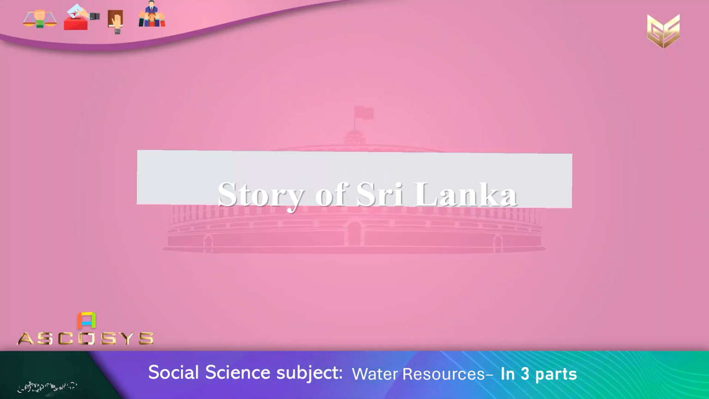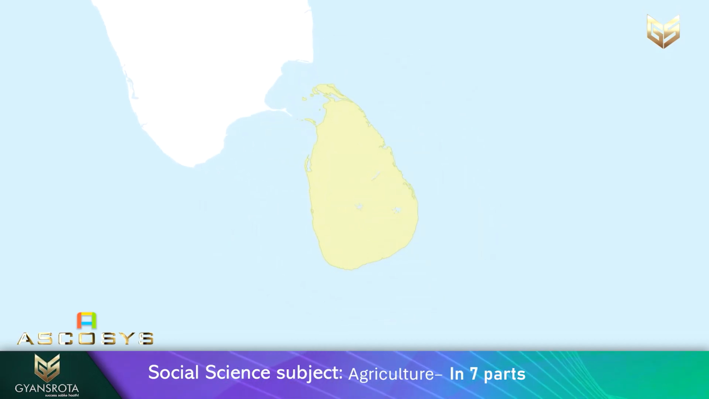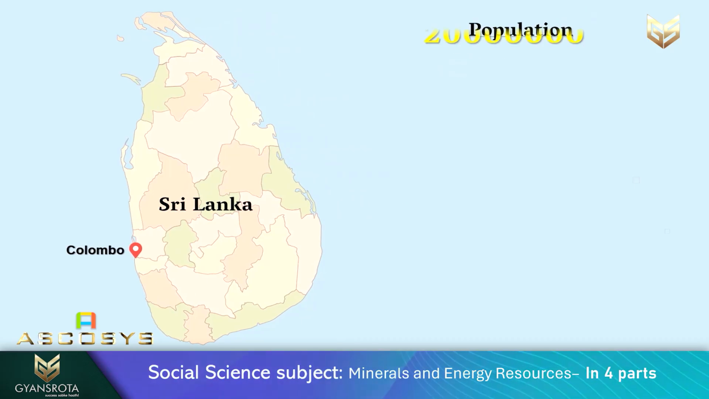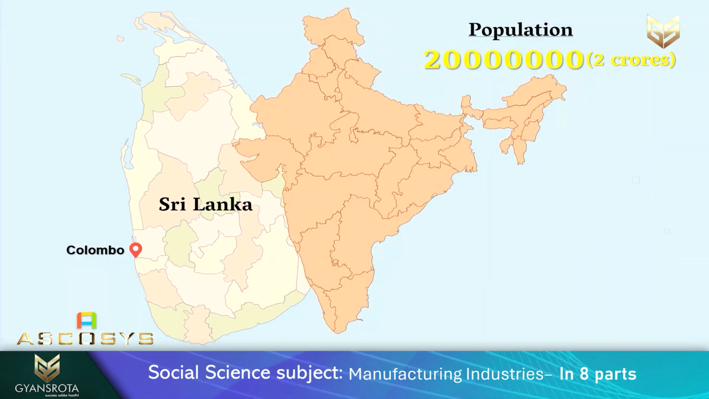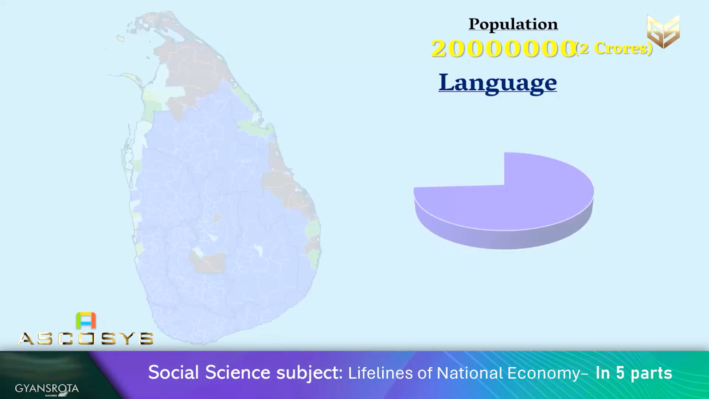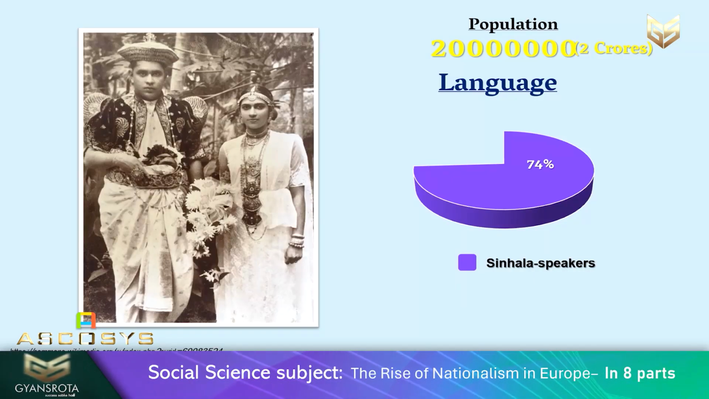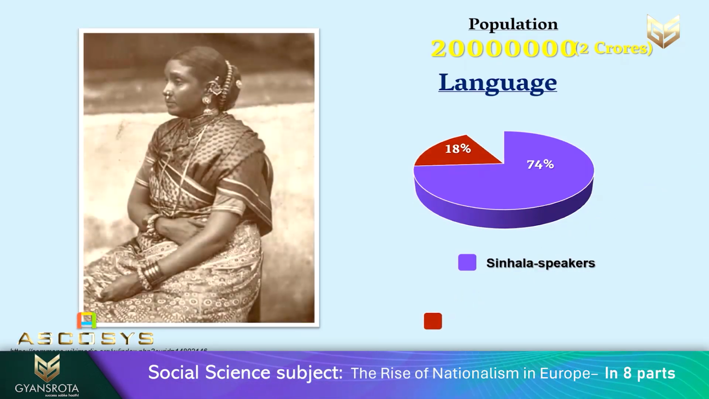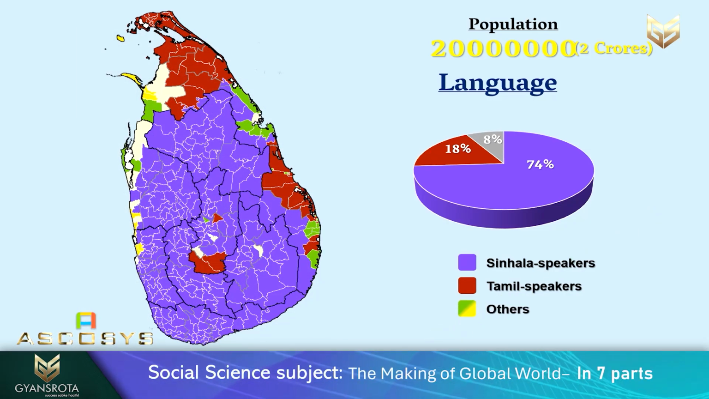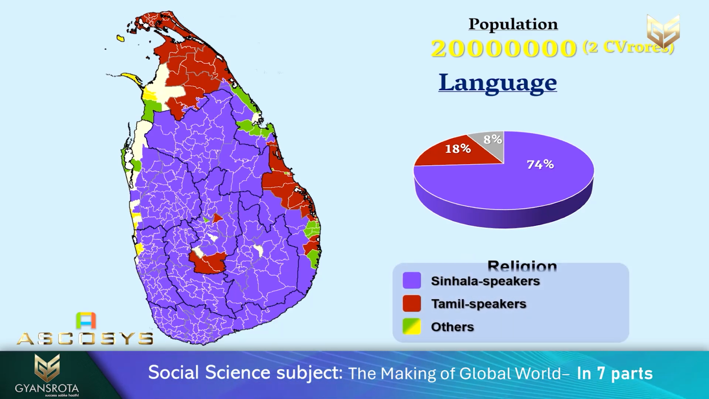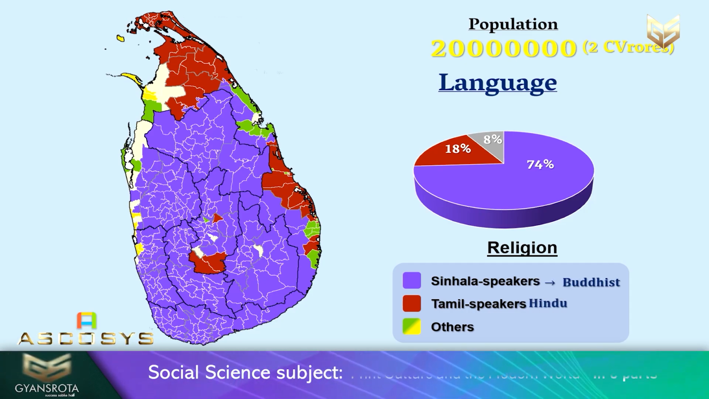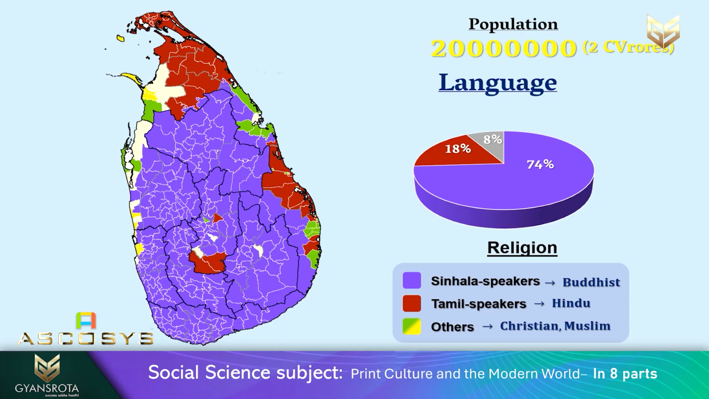Now let's learn about the story of Sri Lanka. Sri Lanka is an island nation in Asia having a population of about 2 crores. It is also a diverse population. The major social groups are the Sinhala speakers, about 74%, and the Tamil speakers, about 18%. Among the Tamils, there are two subgroups, the Sri Lankan Tamils and the Indian Tamils. Most of the Sinhalas are Buddhist and the Tamils are both Hindus and Muslims.